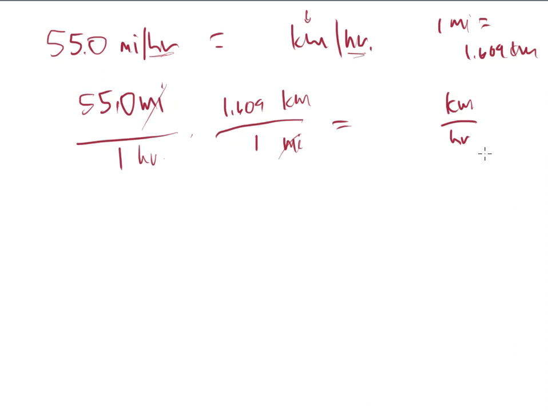So I'm going to take 55 and I'm going to multiply by 1.609. And I get 88.495. That's 3 sig figs. I round it to 3. 88.5 kilometers per hour. All right, next one.